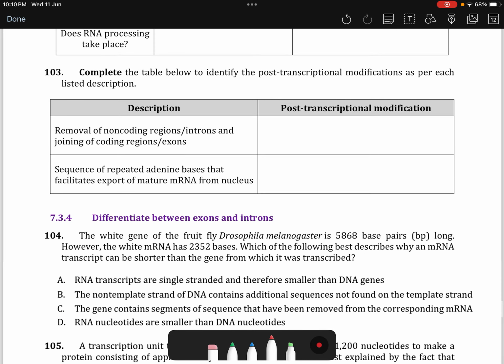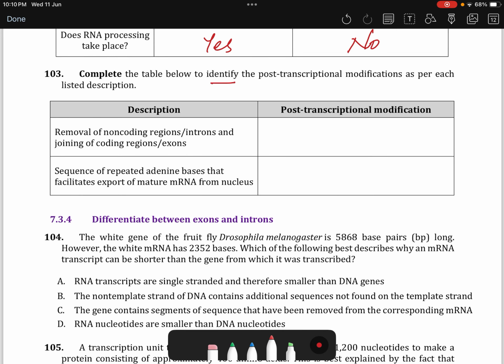Complete the table below to identify the post-transcriptional modifications, which is the same terminology we use for RNA processing, as per each listed. Removal of the non-coding regions, introns, and joining of the coding regions. So remember, the coding regions are exons and the non-coding regions are introns. Post-transcriptional modification.